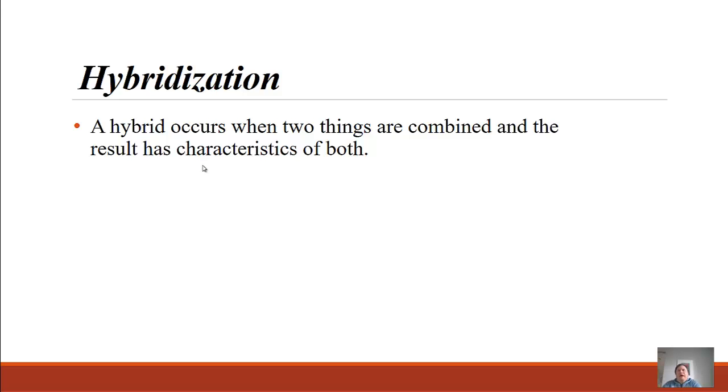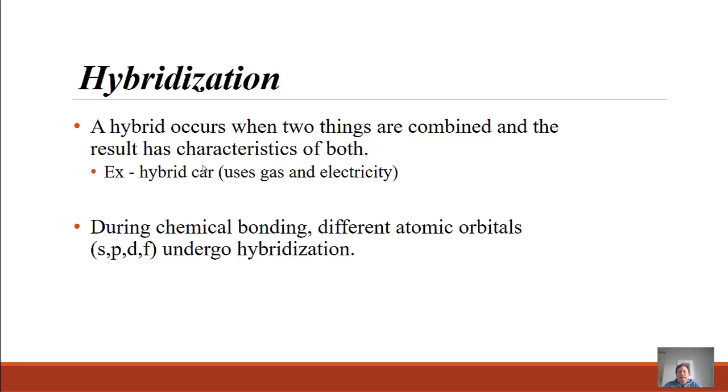All right, when we think about hybridization, a hybrid is just a blend of two or more things. For example, my wife has a Honda CR-V hybrid. What does hybrid mean? Well, it's a blending of electric and gas motors, and that's all we mean by hybrid. It's just a blending of things.